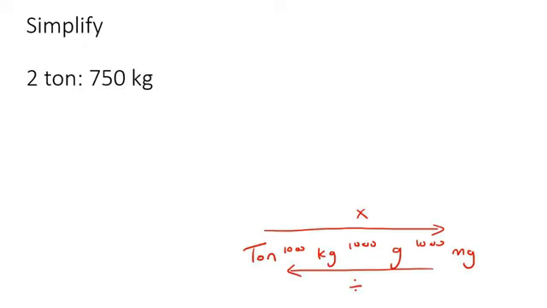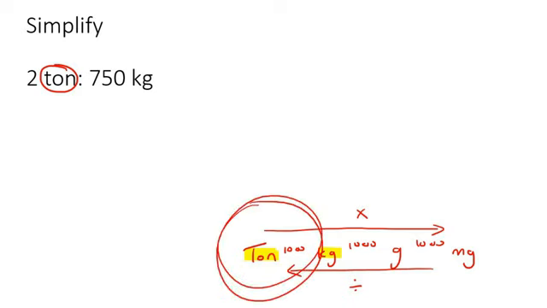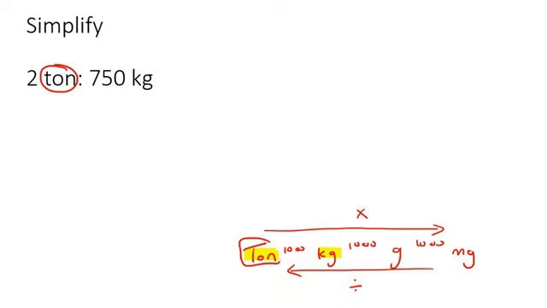So here's the next one. So you see here we have ton and we also have kilograms. That's over there. So always take the largest unit. Now remember the largest unit is the one that's further on the left. So that'll be this one. And let's change that one. So we're going to change 2 ton to kilogram.